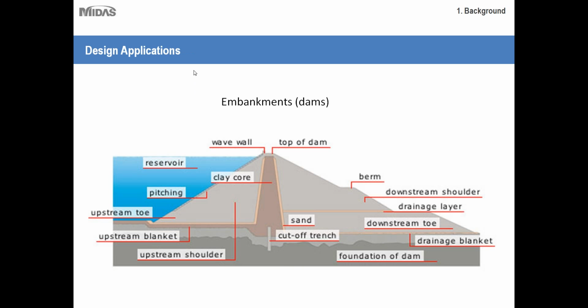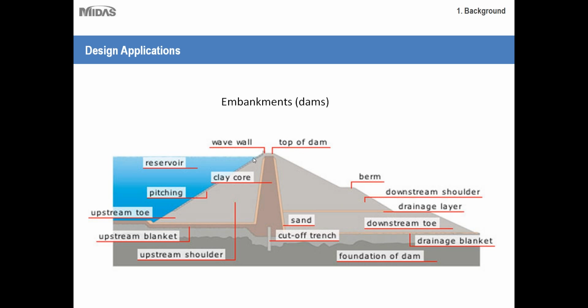Okay, so let's talk about some design applications. So here's one example of where slope stability analysis is very commonly used: embankments and earth dams. What we have here is a typical diagram or cross-section of an earth dam. Typically you'll have an upstream side, or a wet side, that's retaining the water, or your reservoir, and on the other side you'll have a dry side, or your downstream side.